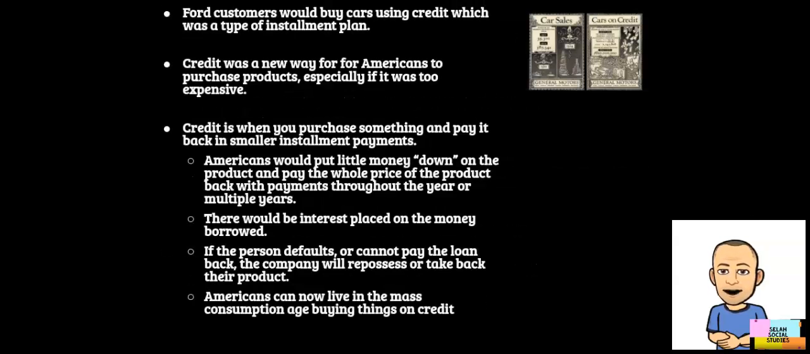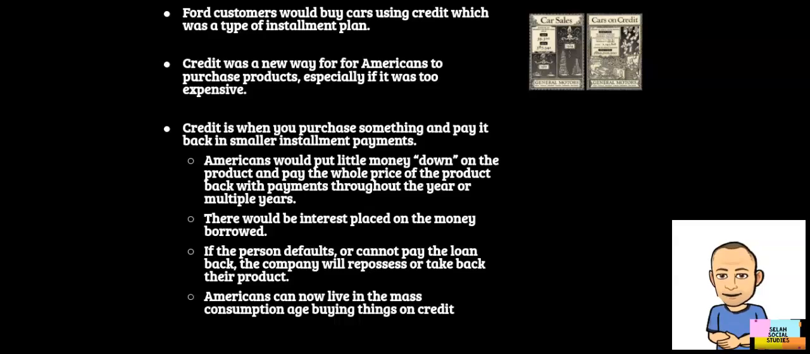A final way that Ford helped the American public with the purchase of expensive products like automobiles was the incorporation of the installment plan, otherwise known as credit. Ford's customers would buy cars using an installment plan or credit. This is known better as the buy now, pay later effect on the purchase of goods.